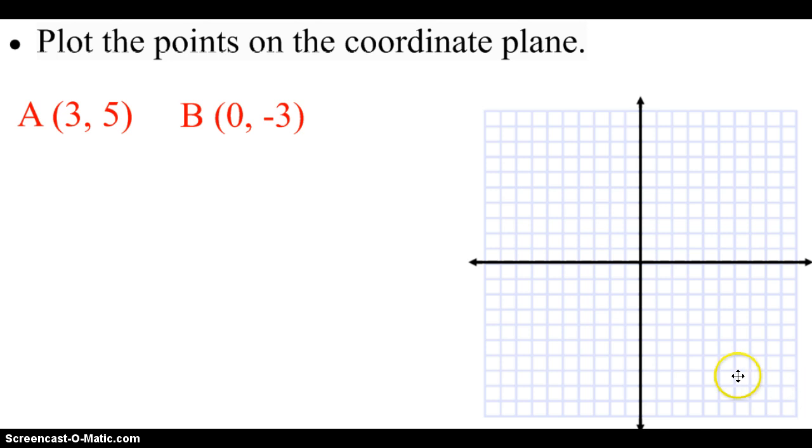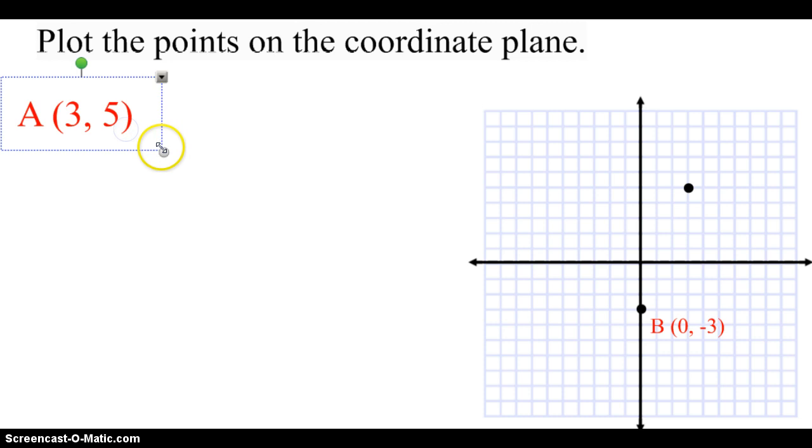So what I'd like you to do is take a second and go ahead and plot these 2 points on your grid and label them. If you remember, A (3, 5) would be over 3, up 5, and B would be (0, -3), doesn't go anywhere left or right, but down 3. So please try to remember that. I'm just going to put these here as if I labeled them.